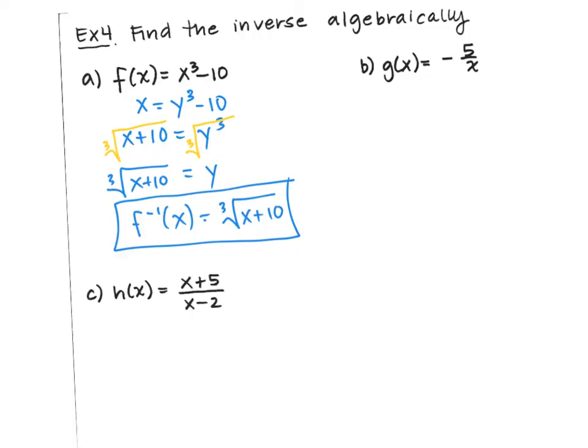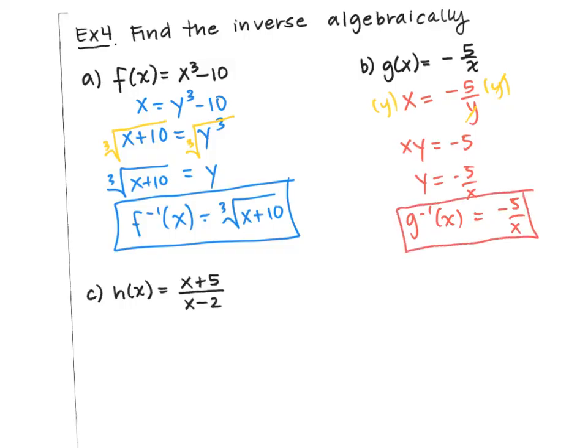b is g of x equals negative 5 over x. This does have a domain restriction, but we will assume everyone's respecting domain. So it's y equals negative 5 over x. I'm going to change it to x equals negative 5 over y. Let's see, I'm going to times the y to the opposite side to cancel the y out. xy equals negative 5. I'm isolating the y, so y equals negative 5 over x, which means the inverse of g is equal to negative 5 over x, which kind of makes sense because if you imagine this rational function and then you reflect it over the y equals x line, it would actually look exactly the same.